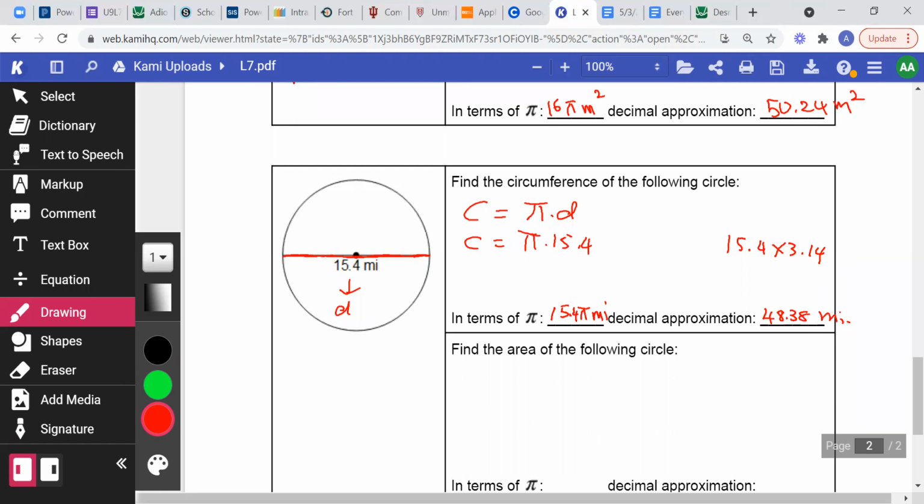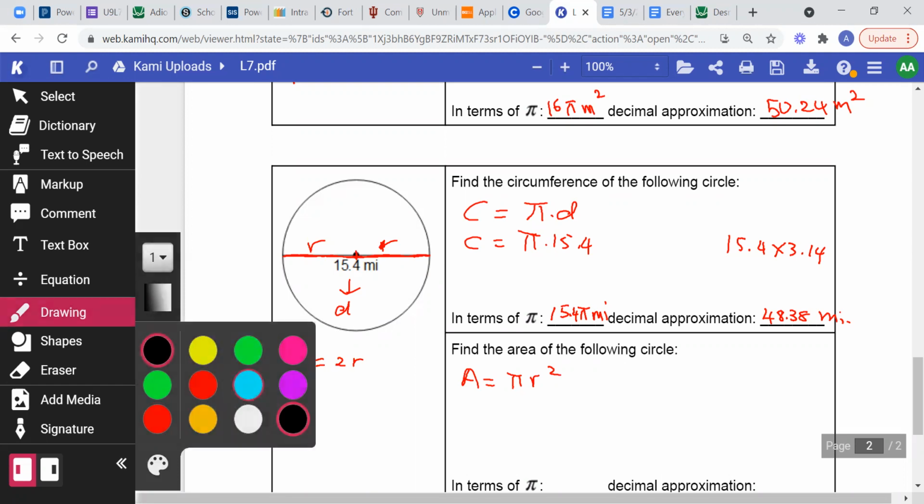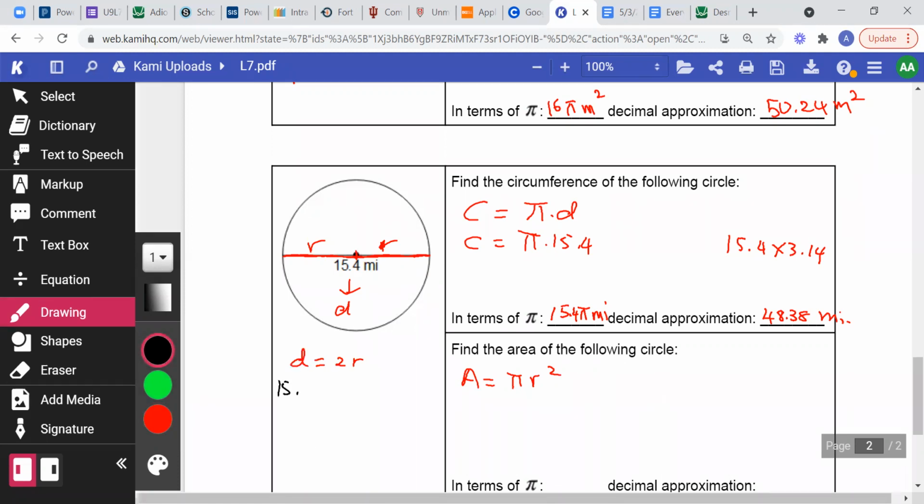And in terms of the area, we know area does not work with diameter, so area is always pi r squared. So we need to find r here. So how do we find r? We know to get diameter, you need twice the value of the radius, okay? So here you're going to say diameter equals 2 times r. Since our diameter is 15.4, that will be 15.4 equals 2r. Then dividing both sides by 2, 15.4 divided by 2 is what? Okay, 7.7 then is the radius.